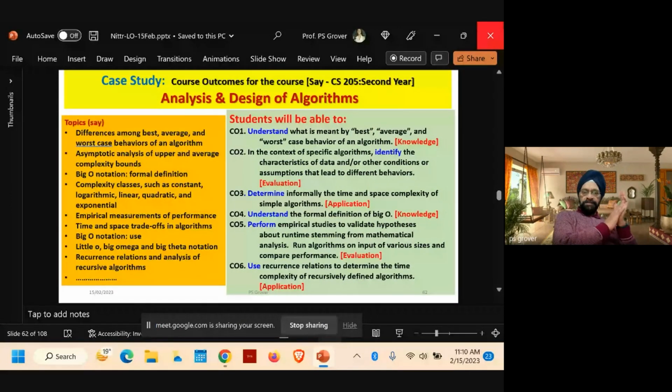Another example is analysis and design of algorithms. Here you will notice that there are 5, 6 course outcomes, and the emphasis has now shifted to higher levels. This is the second year, with emphasis shifted to the higher levels. Lower levels will also be there in every course. One or two at the lower levels; some courses may have more lower-level outcomes, others may have more higher-level ones.